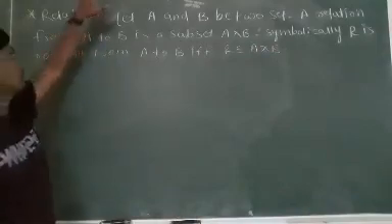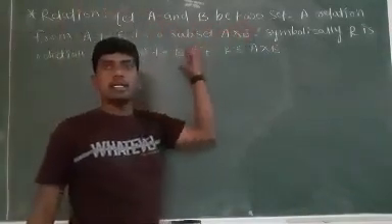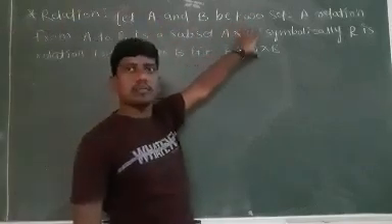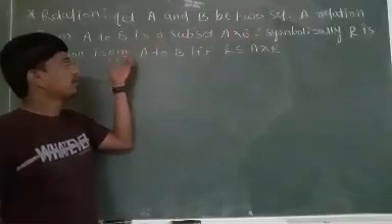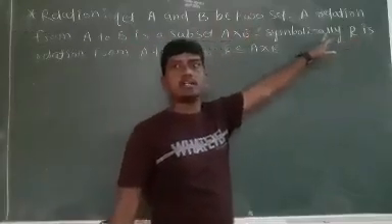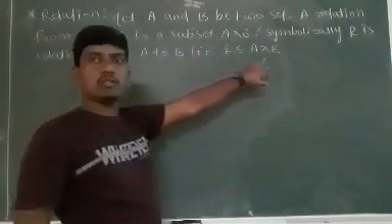So, what is a relation? If we are given two sets A and B, then a relation from set A to set B is nothing but a subset of A cross B. That is a relation R. R is a relation from A to B if and only if it is a subset of the product set A cross B.